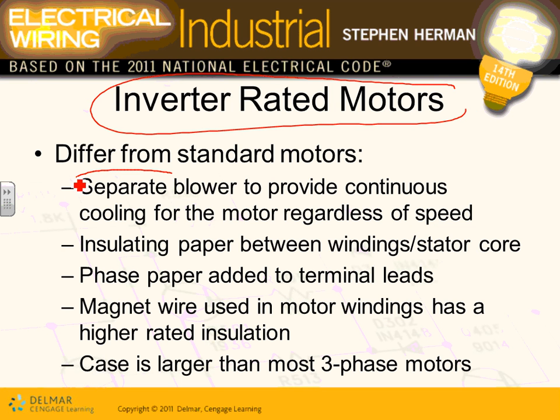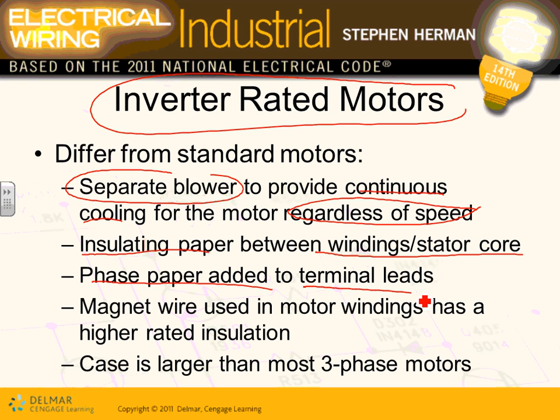Inverter-rated motors have the following. They have a separate blower that continuously blows air onto the motor, regardless of the speed. So you cool it. Guys, VFDs create heat inside the motor, so you need to get rid of the heat. So they have a separate blower cooling it. Number one. Number two, they have insulating papers between the windings in the stator cores, so they have more insulation between them. Phase paper is added to the terminal leads, for better insulation. They make better magnetic wire.